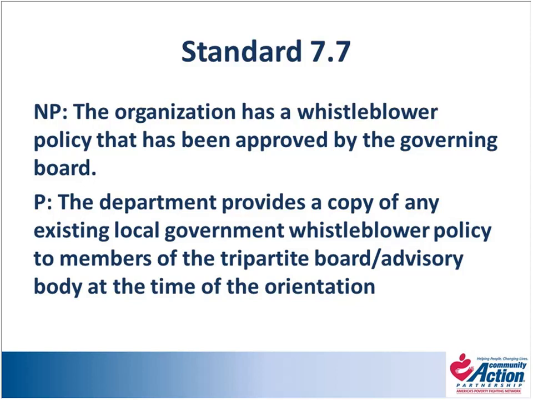All right, so standard 7.7, like I said, we're going to be jumping around this category, but this is the last one that focuses on HR policies and procedures. The nonprofit standard is that the organization has a whistleblower policy that has been approved by the governing board. And then the public standard is that the department provides a copy of any existing local government whistleblower policy to members of the tripartite board or advisory body at the time of their orientation.